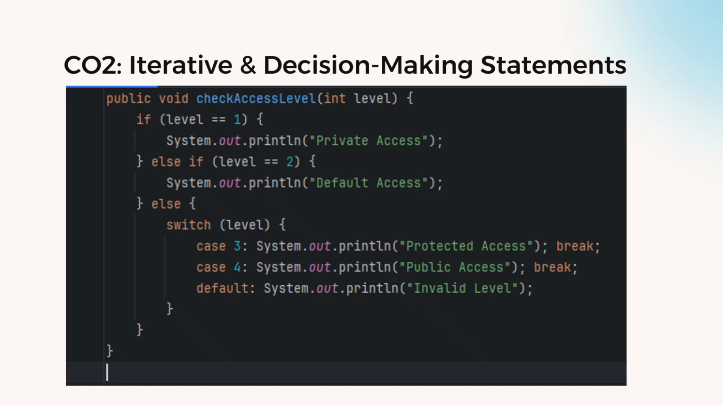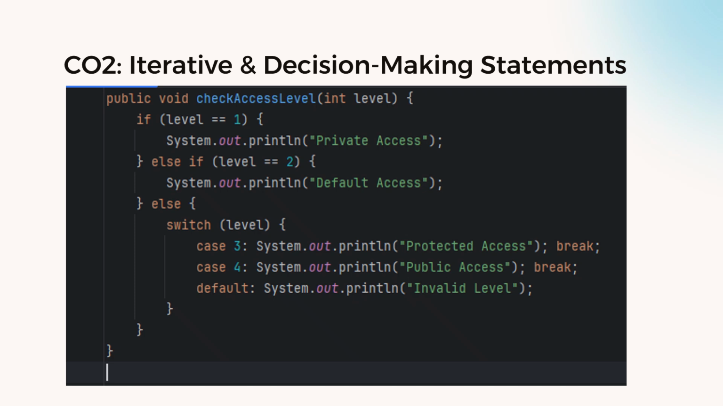The if-else if structure. The code first checks the value of level using an if-else if ladder. The line if (level == 1) checks if the input number is exactly 1. If it is, the program prints private access and its job is done. If the number isn't 1, it moves to the else if (level == 2) block. If the number is 2, it prints default access.